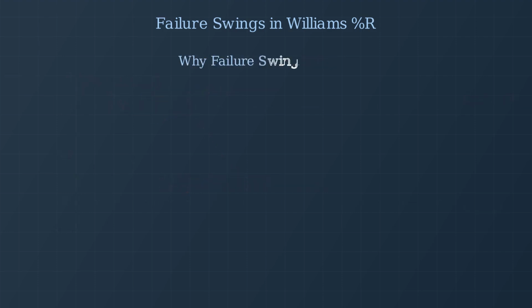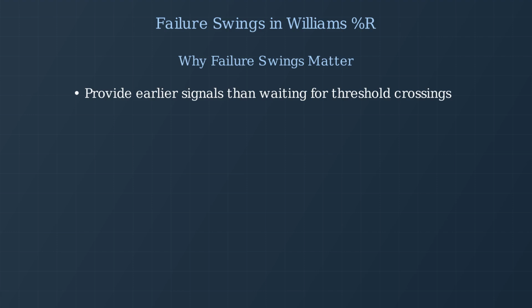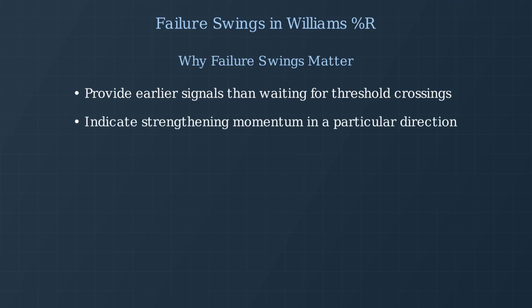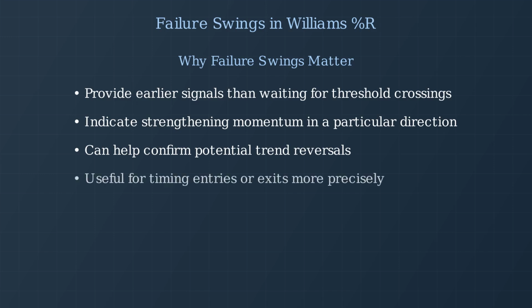Let's examine why failure swings are valuable patterns for traders. Failure swings provide earlier signals than simply waiting for the Williams-Cent-R to cross the overbought or oversold thresholds. They indicate strengthening momentum in a particular direction, giving traders confidence in potential trend continuations. These patterns can help confirm potential trend reversals when they align with other technical signals. Most importantly, failure swings allow traders to time their entries or exits more precisely.